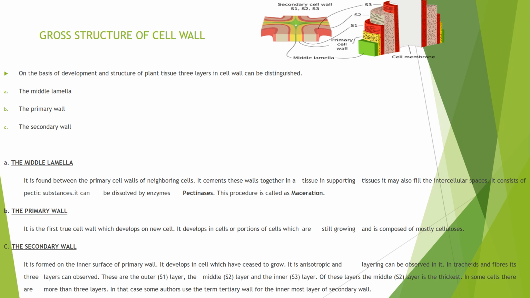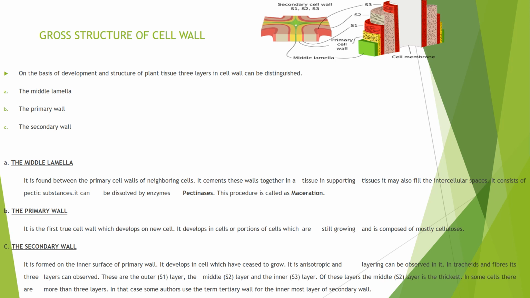It can be dissolved by enzymes, pectinases, and this procedure is called maceration. The primary wall is the first true cell wall which develops on the new cell. It develops in cells or portions of cells which are still growing and is composed of mostly celluloses. The secondary wall is formed on the inner surface of primary wall. It develops in cells which have ceased to grow. It is anisotropic and layering can be observed in it.